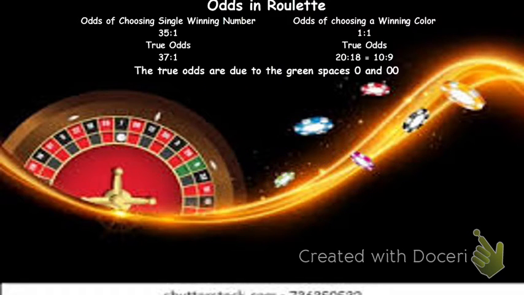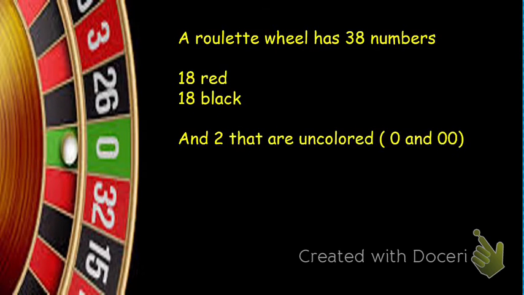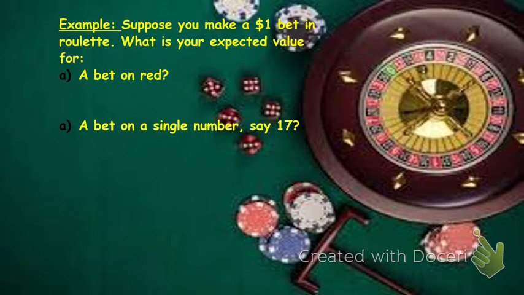So let's look at some examples. A roulette wheel has 38 numbers: 18 are red, 18 are black, and 2 are uncolored, or they're green actually, 0 and 00. So suppose you make a dollar bet in roulette. What is your expected value for a bet on red?